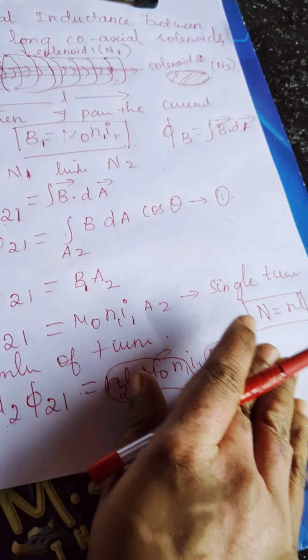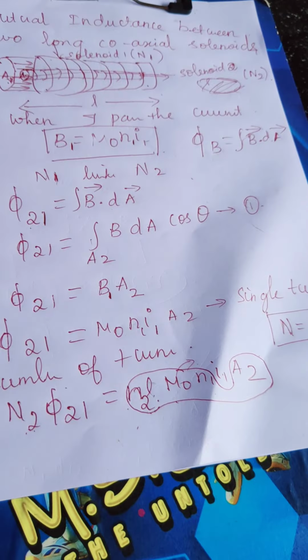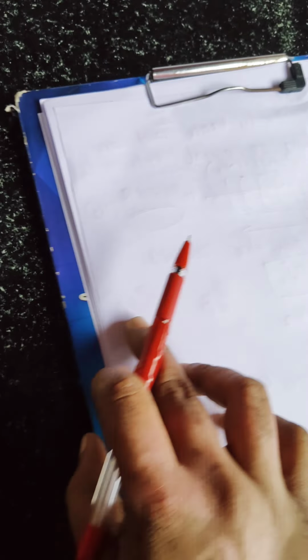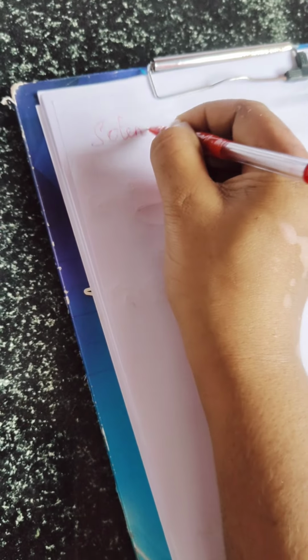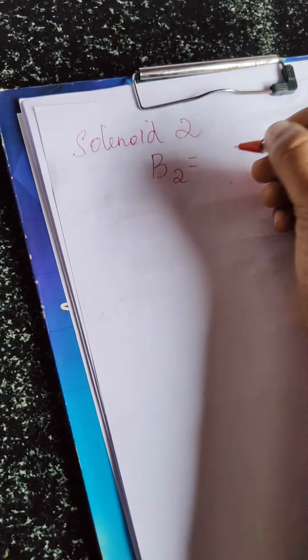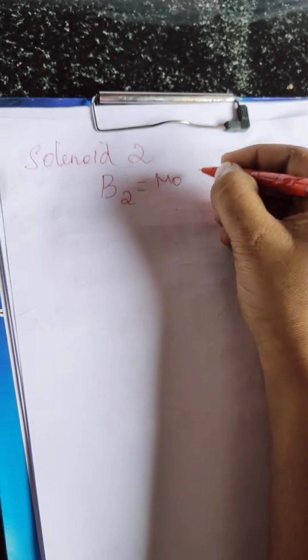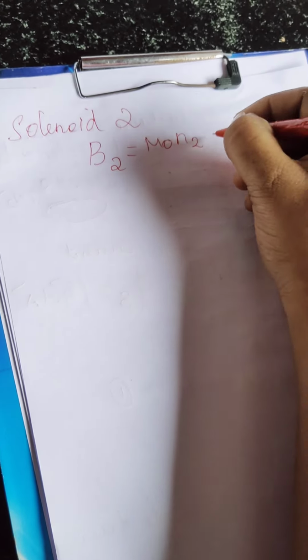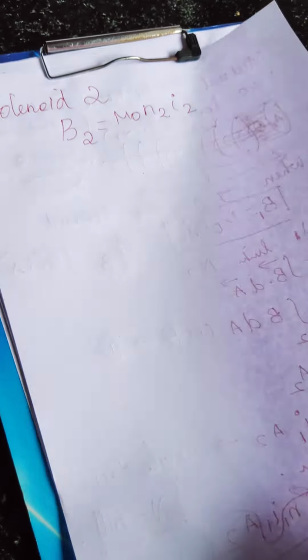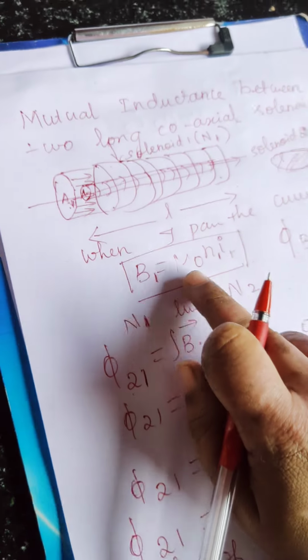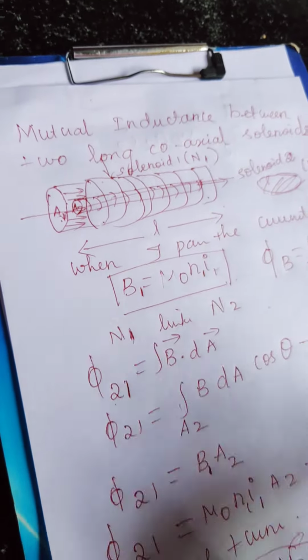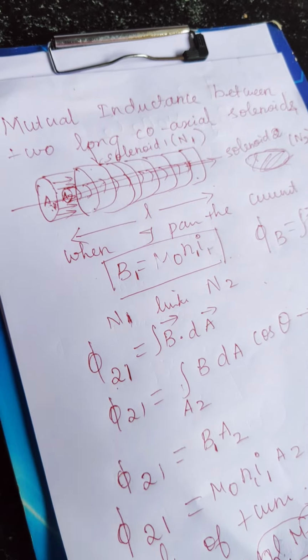Now we'll see for the second solenoid, solenoid 2. So here what will I get? The magnetic field 2, with mu naught, because the mutual induction depends upon the permeability, and the N2 and the I2. First I took the equation like this, mu naught N1 I1. Now I'm checking for the area 1.